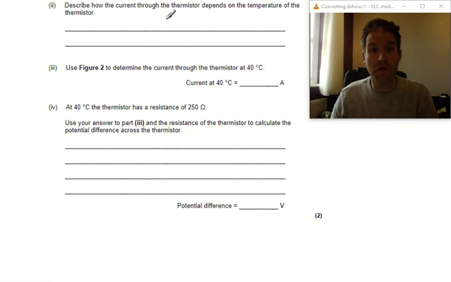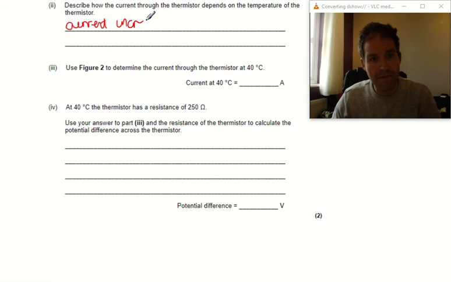Describe how the current through the thermistor depends on the temperature of the thermistor. Okay, so we would say current increases as temperature increases.